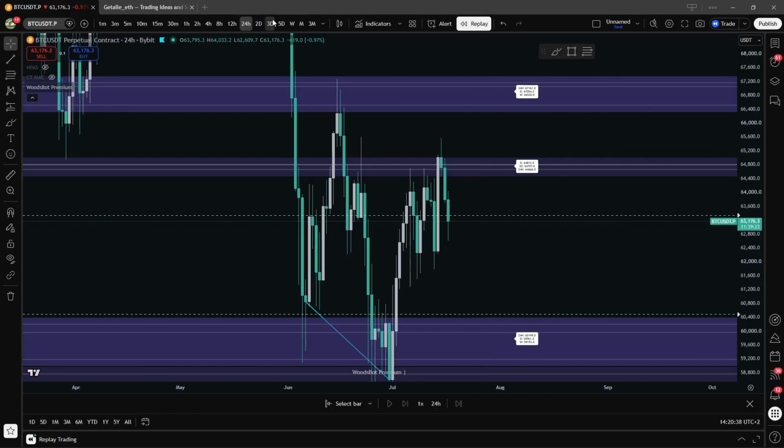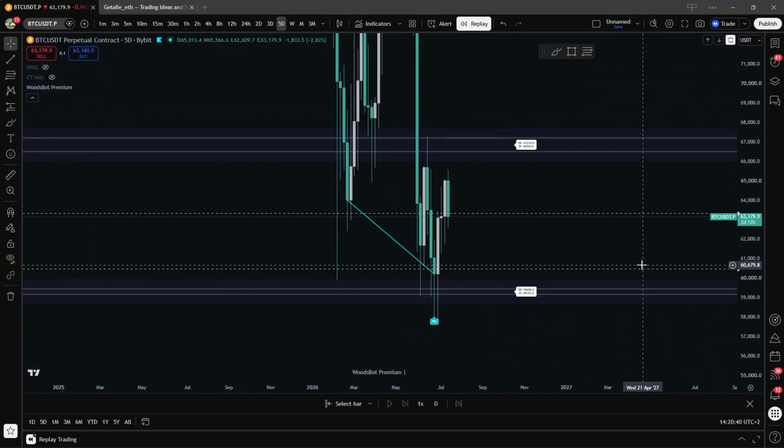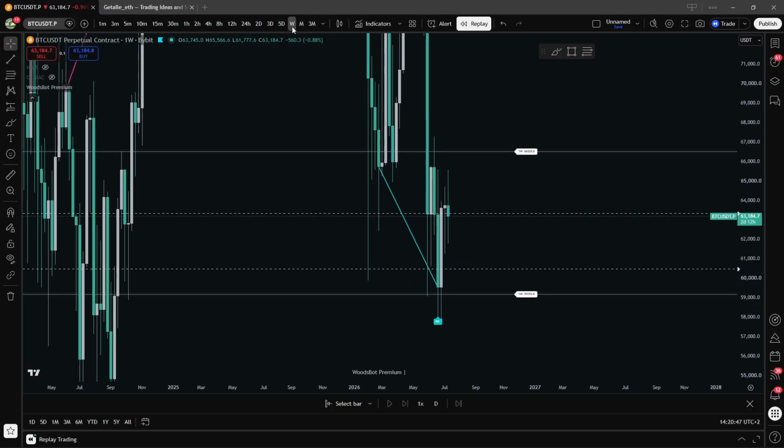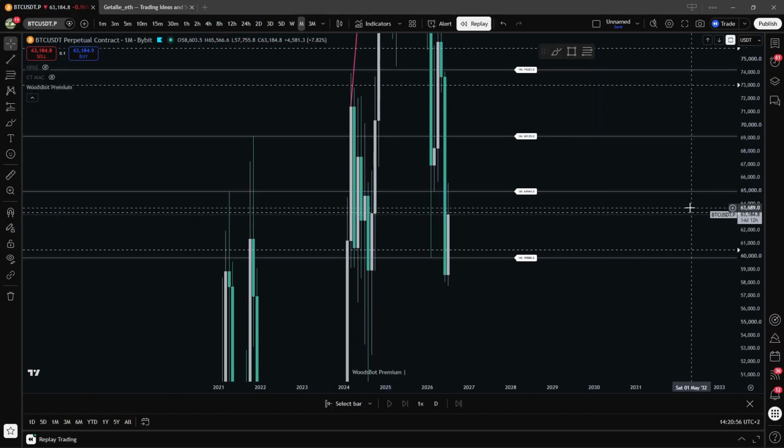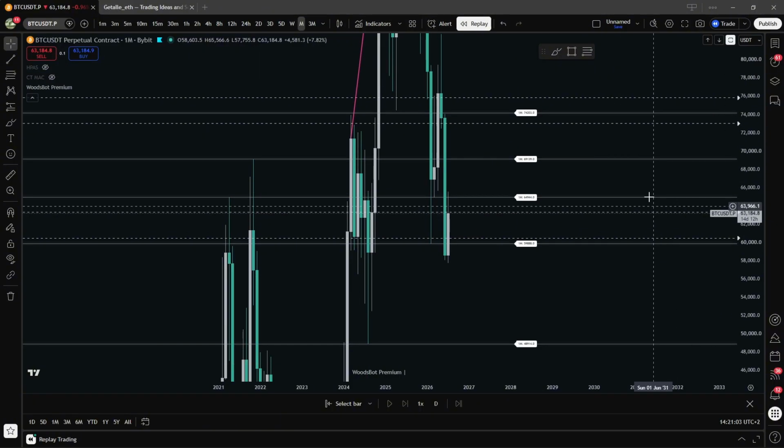If you use the 5-day time frame, you can use the 4-hour time frame to execute on your levels. Same with the weekly. If you use a weekly time frame, you can use the 4-hour or 12-hour to execute on your levels. And if you use the monthly, I would recommend using at minimum daily execution levels. So if you plan your trades on the monthly, at least use the daily as your execution. So plan on the higher time frame, execute on the lower time frame.